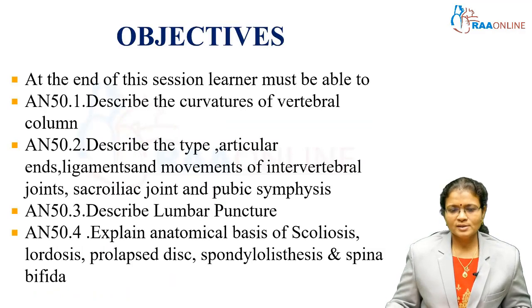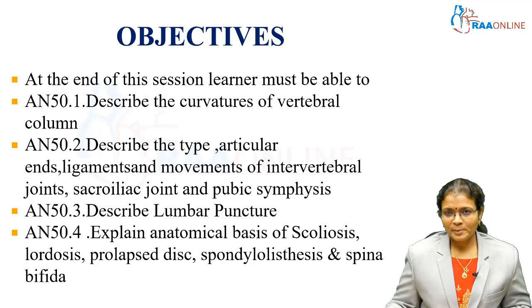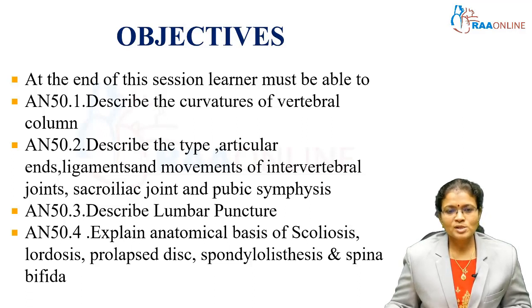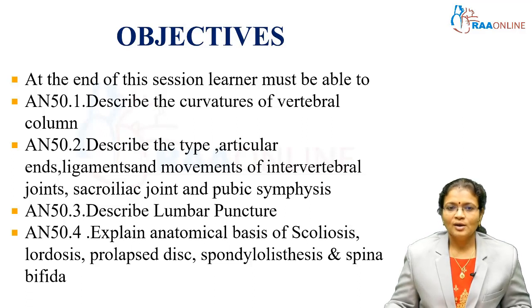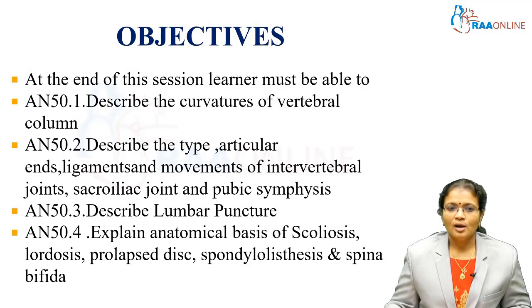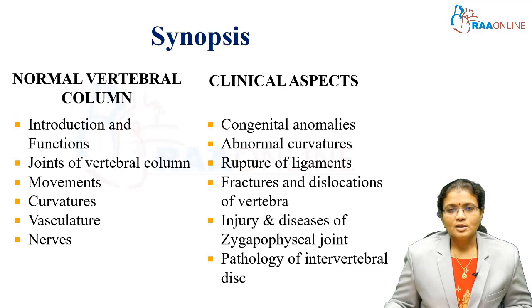Objectives of this session: at the end of the session, you must be able to describe the curvatures of the vertebral column, and describe the type, articular ends, ligaments and movements of intervertebral joints, sacroiliac joint and pubic symphysis. You have to describe lumbar puncture and explain the anatomical basis of scoliosis, lordosis, prolapsed disc, spondylolisthesis and spina bifida.